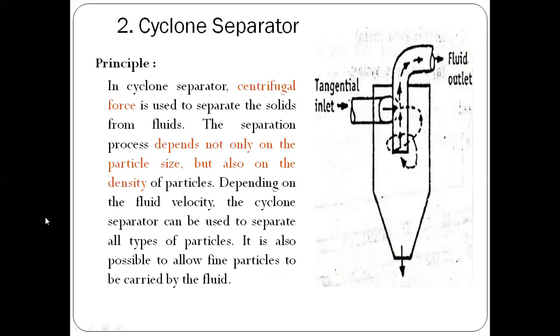In the cyclone separator, the principle is based on centrifugal force. With the help of the centrifugal force, the particles are separated, and generally this is used for separating solids from fluids. The separation process depends not only on the particle size but also on the density of the particles. Depending on the fluid velocity, the cyclone separator can be used to separate all types of particles. It is also possible to allow the fine particles to be carried by the fluids. This is a short video which explains the working of the cyclone separator.